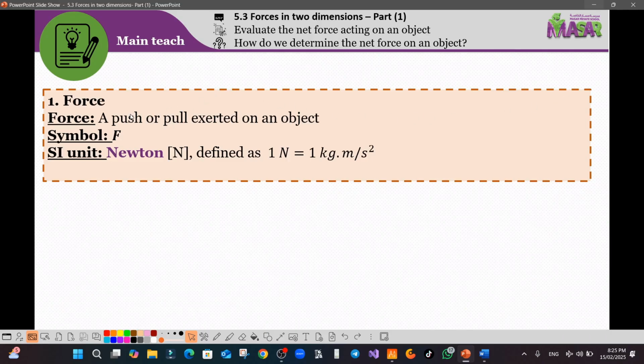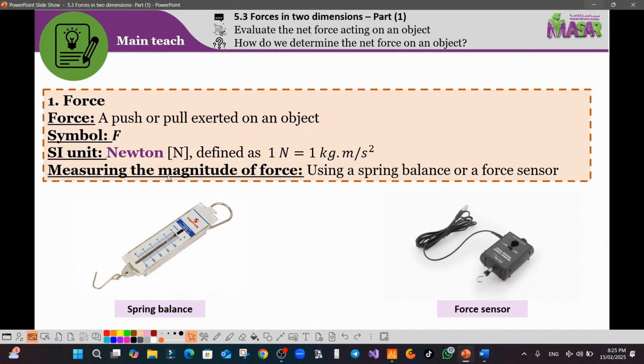Now first, the force is defined as a push or pull exerted on an object. The symbol is F. The SI unit of a force is the Newton, N, and 1 Newton is equal to 1 kilogram meter per second squared. To measure the force, or the magnitude or size of the force, we use a spring balance. This is the spring balance. Or we can use the force sensor.